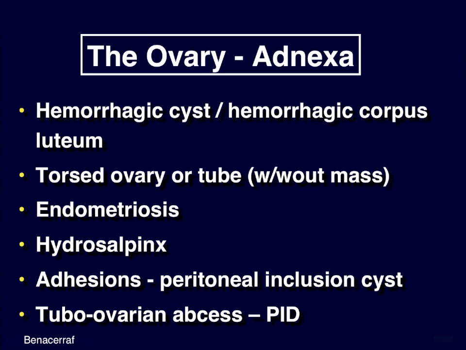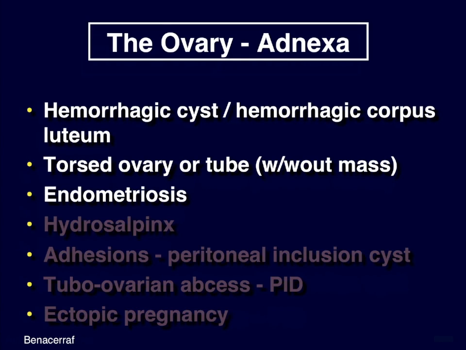Now let's go on to causes of pelvic pain that regard the ovary and the adnexa. We're going to be talking about hemorrhagic cysts, hemorrhagic corpora lutea, torsed ovaries and tubes, endometriosis, hydrosalpinges, adhesions or peritoneal inclusion cysts, and pelvic inflammatory disease. So let's start out with those that relate to the ovary, which are the top three here.